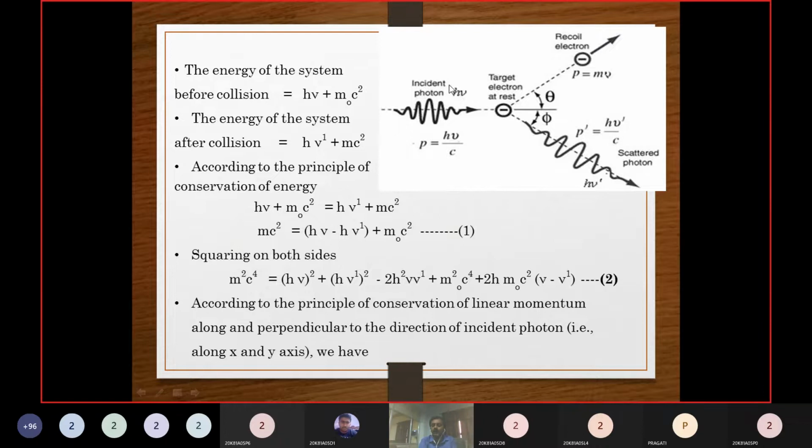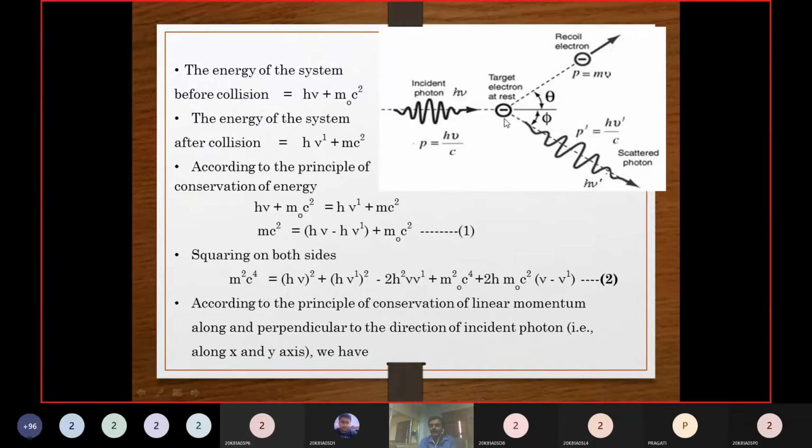So this is the photon momentum. Now coming to the electron. Initially the electron is at rest. That means the velocity v is equal to 0, and v equal to 0 means the momentum is also 0. So the energy E equals m naught c square, where m naught is the mass of the electron at rest.